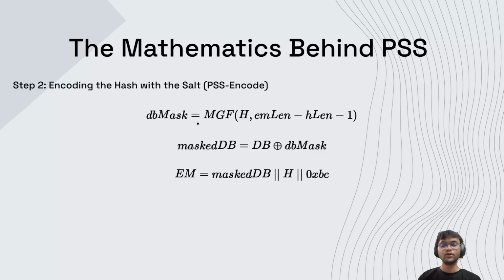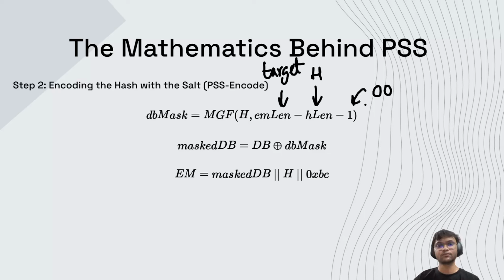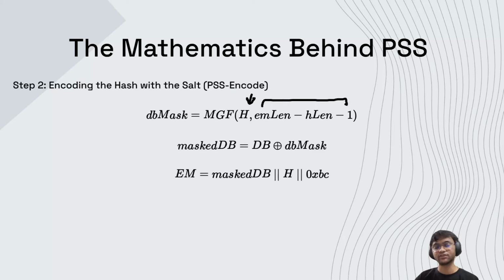Now, we compute the mask as MGF of H, comma, EM length minus H length minus 1. This 1 comes from the delimiter. The H length is the length of the hash itself, and the EM length is the target length. We say that generate me a mask of this many bytes long using the hash that we just computed.